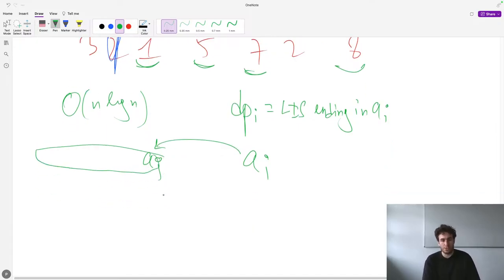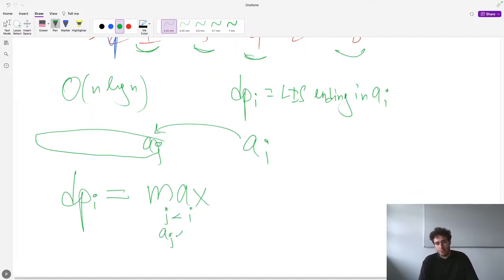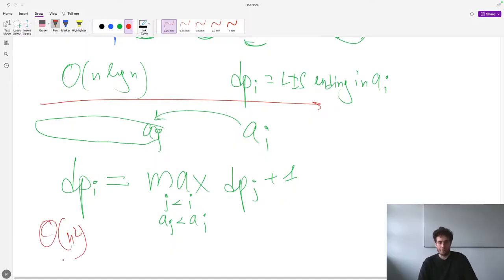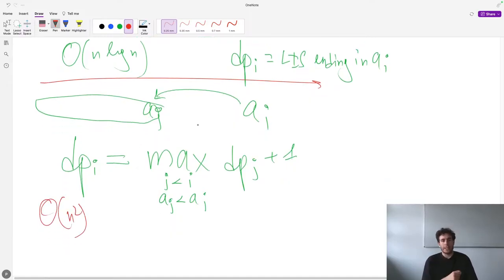I'm pretty sure that most of you have seen this problem. So dp_i is the maximum over all indices j that are before i, and a_j should also be smaller than a_i, of dp_j plus 1, because we're taking that sequence and adding one more element at the end, right? And we compute this left to right, and this will take all of n squared time. For every index, we need to iterate over all previous indices. It's going to take n squared time.